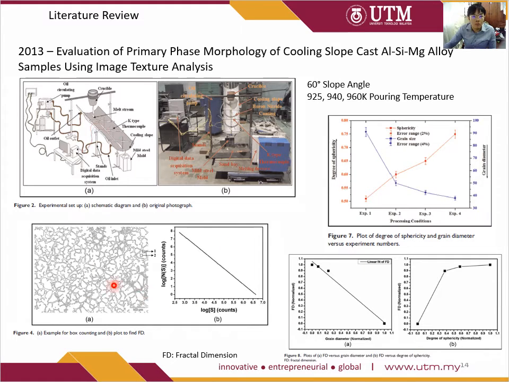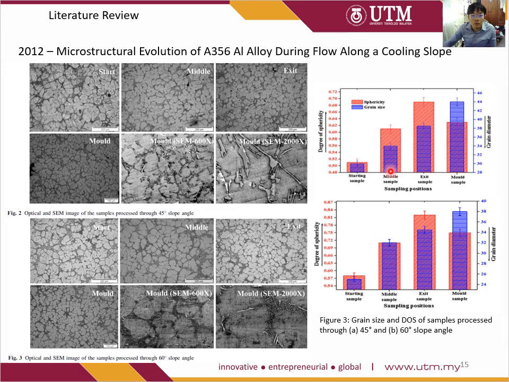And this is the box counting method to find FD, and FD is fractal dimension. It's a quantified figure to describe irregular geometric structure. And this is the relation between FD and grain diameters and also shape factors. And this paper shows that the 60-degree slope angle produces samples with DOS, degree of sphericity, which is known as shape factor also, closer to 1 and smaller grain size.